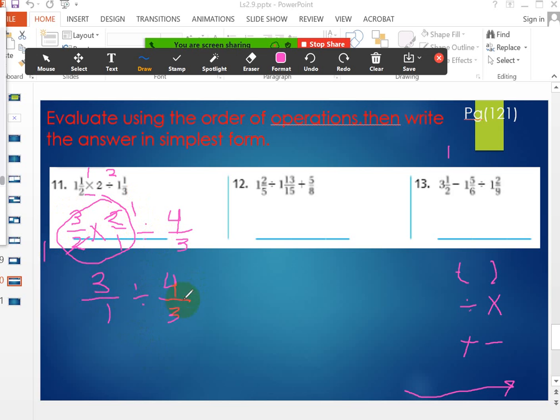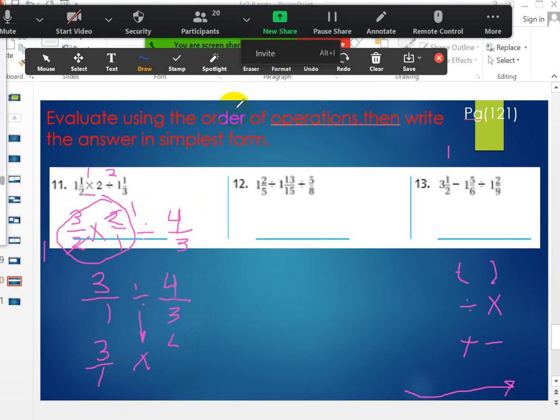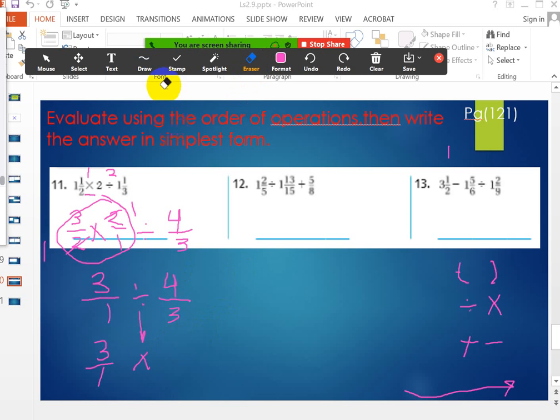To do the division, I have to convert the division to multiplication, as we said. So 3 over 1 multiply 3 over 4. Now 3 multiply 3 equals 9, 4 multiply 1 equals 4. So the number is 9 over 4.